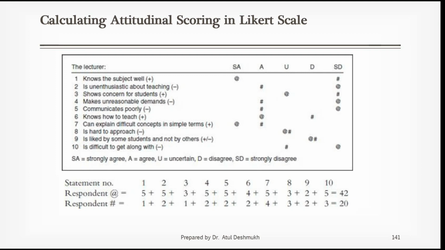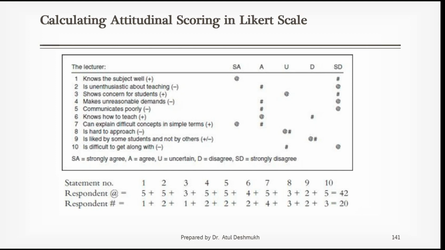Like there are 38 people remaining. So first, I selected randomly two respondents, respondent A and respondent B, and I gave them this questionnaire. Okay, they mark their attitude. Based on the attitude, the scores are given. Based on the score, we decided which is in the positive zone and which is in the negative zone.